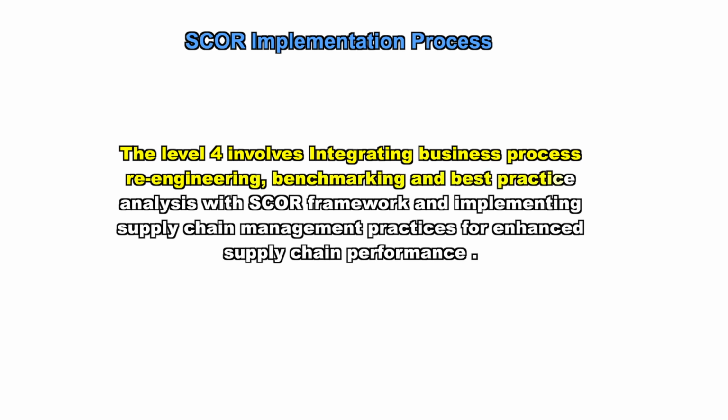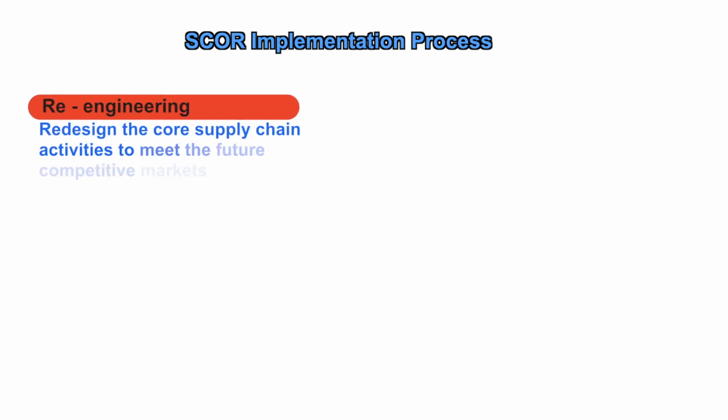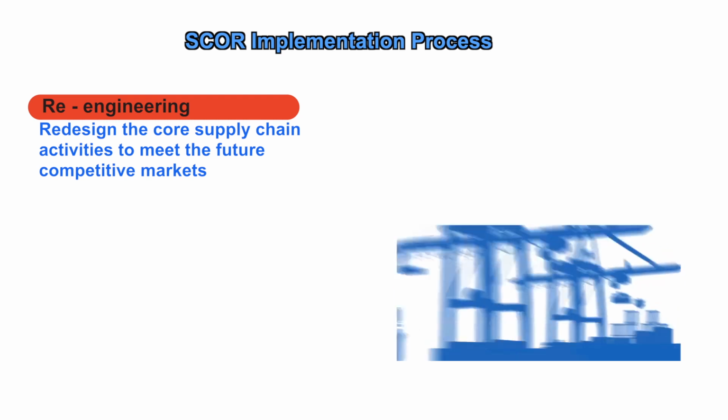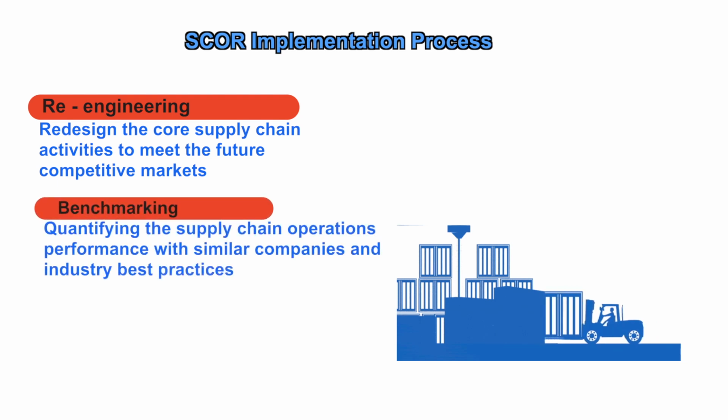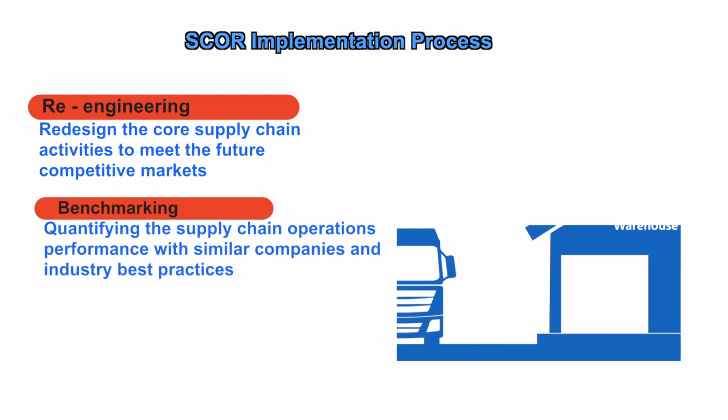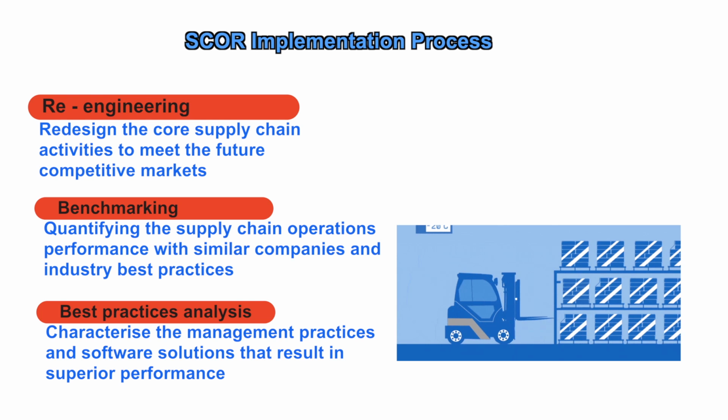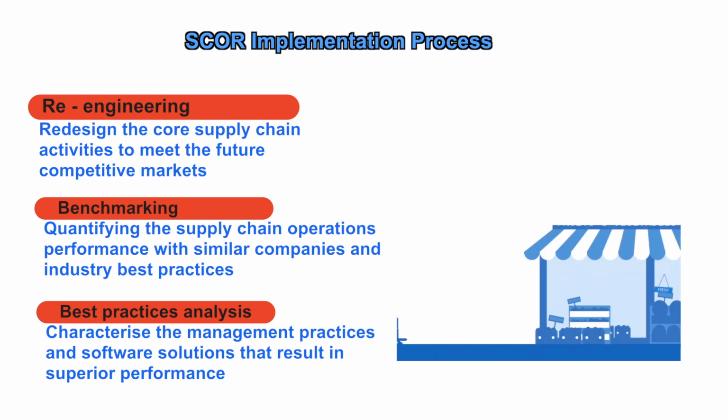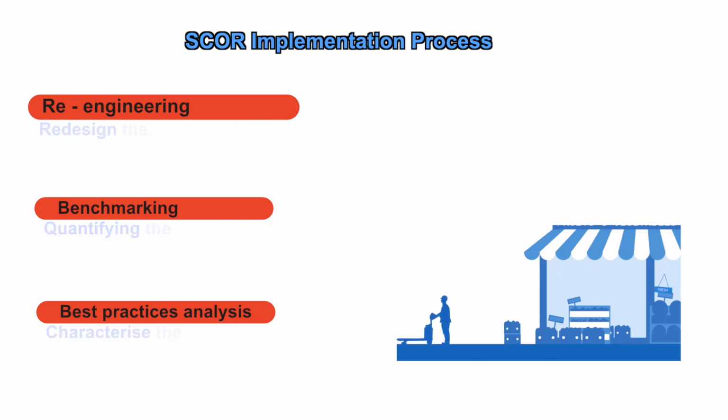Level 4 involves integrating business process reengineering, benchmarking, and best practice analysis with the SCOR framework and implementing supply chain management practices for enhanced supply chain performance. The three techniques at this level are business process reengineering, redesign the core supply chain activities to meet the future competitive markets. Benchmarking, quantifying the supply chain operations performance with similar companies and best industry practices. Best practice analysis, characterize the management practices and software solutions that result in superior performance.